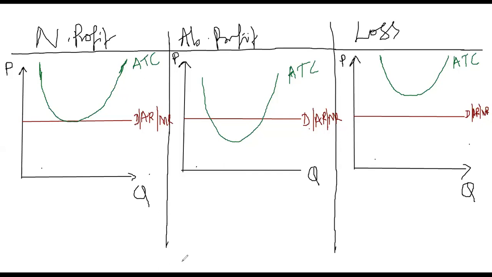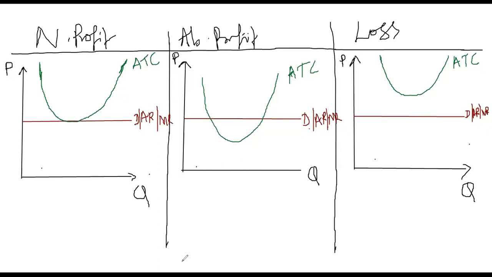Again, the ATC curve must be drawn after drawing demand, AR and MR. When you draw the ATC curve, I must be careful about the position. ATC and AR are equal in the normal profit, so draw the ATC curve on the AR curve. ATC is less than AR in the abnormal profit, so I am drawing the ATC curve below the AR curve. ATC is higher than the AR during the loss, so I have drawn the ATC curve above the AR curve.